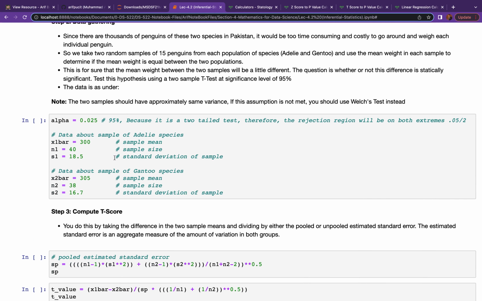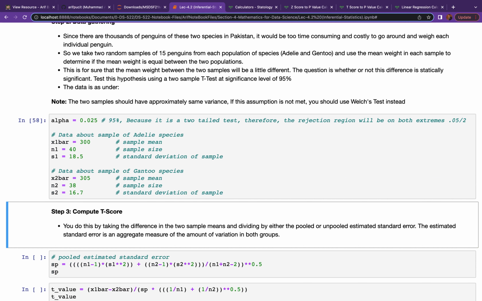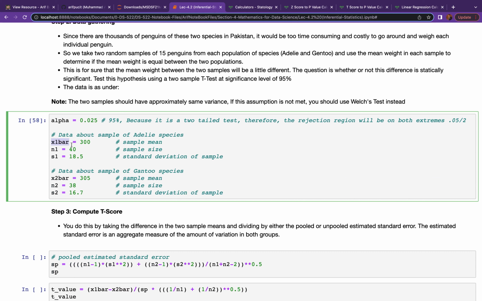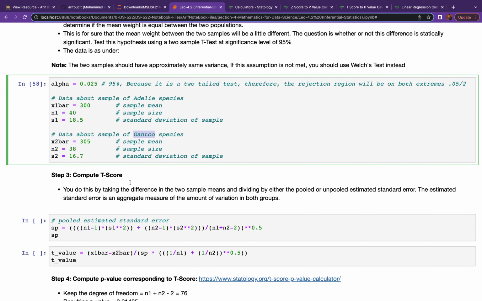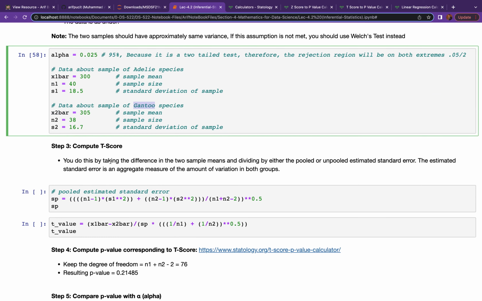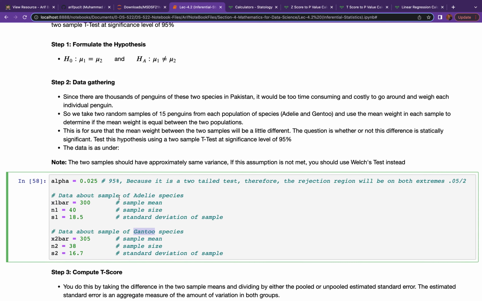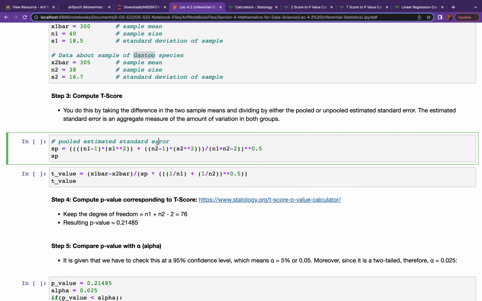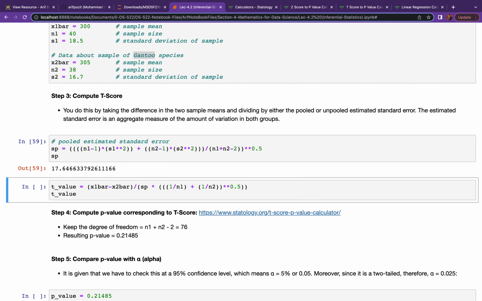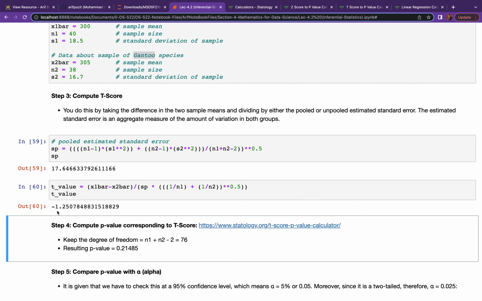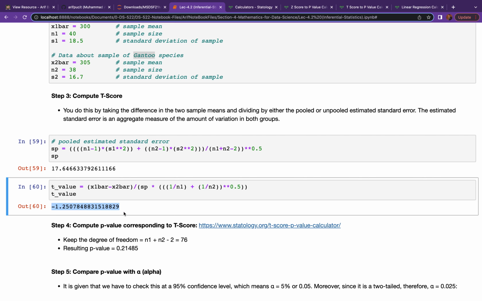So this is the code. Let me run it. So we have one sample of Adelie species and we have the other sample of Gentoo species. The step 2 is we need to compute the t-score using this formula over here above. So let me compute the pooled estimated standard error and the t-value. So this time the t-value is minus 1.25. Let me copy this.